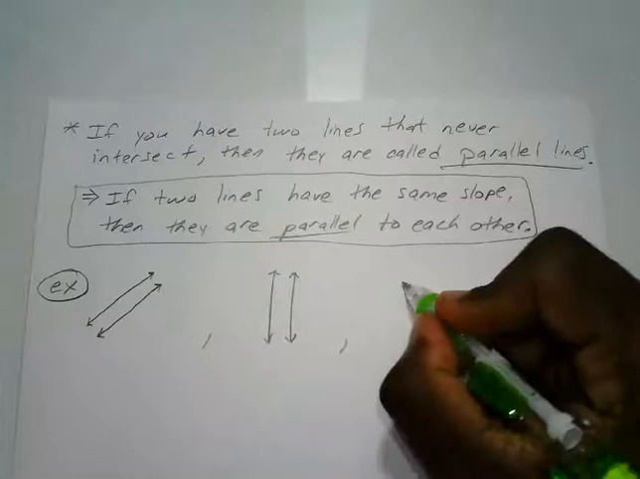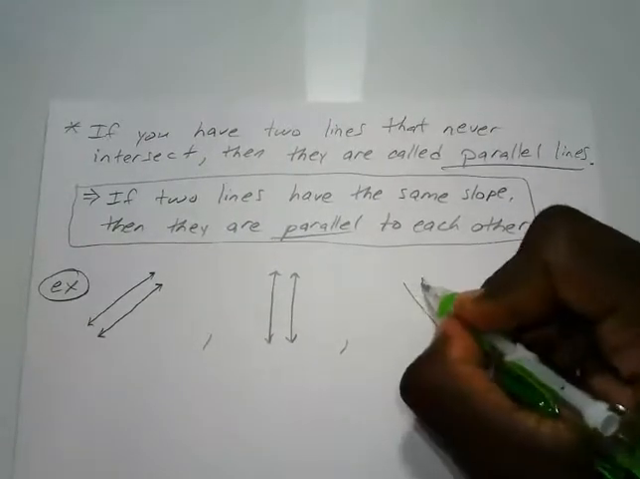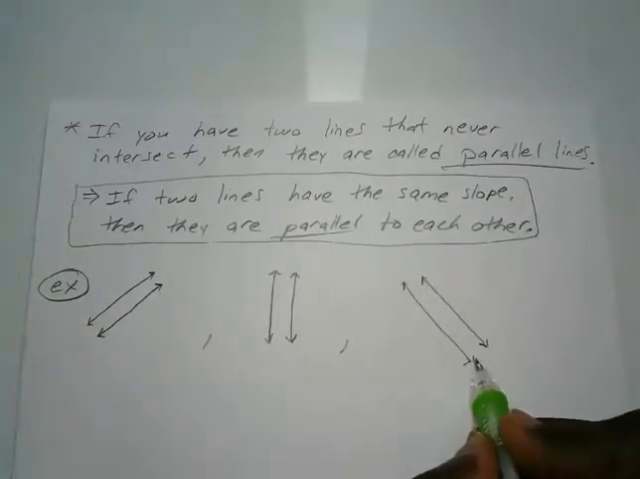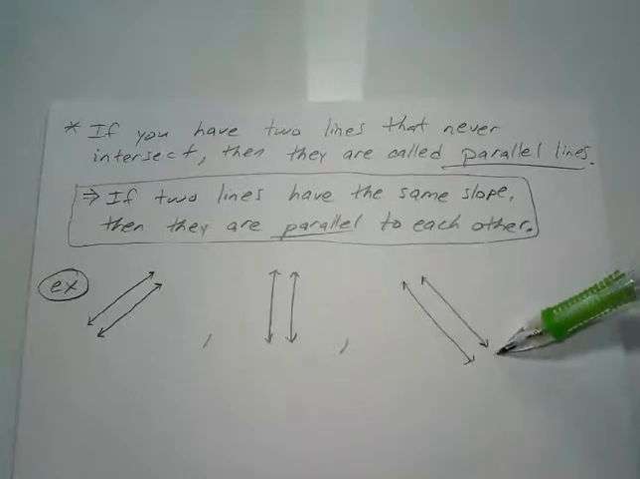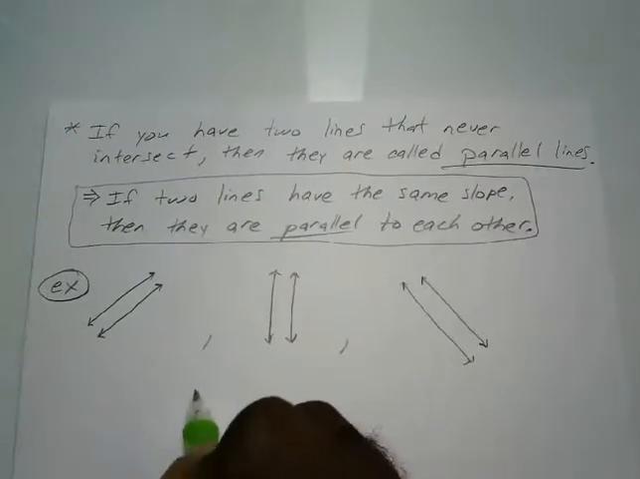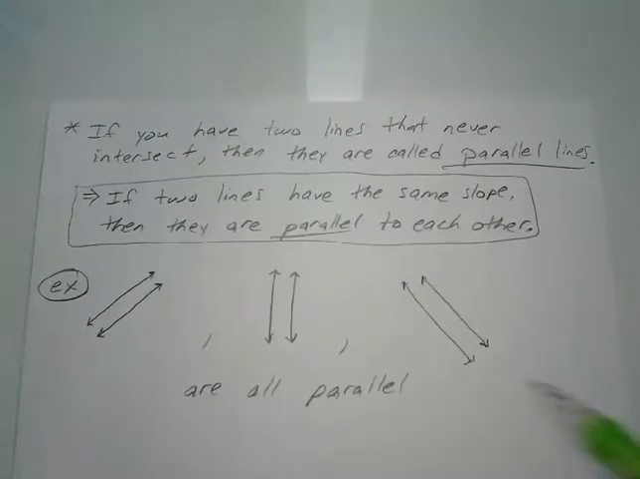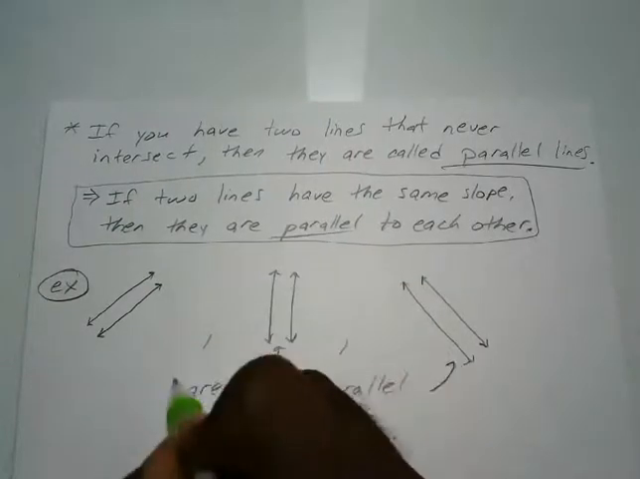Okay, same thing here. Let's say if you have two lines there, no matter which direction they're going, these two lines are parallel to each other. They have the same slope. They're going in the same direction. They're never going to cross each other, no matter how long you make them. This one can go on forever. This one can go on forever. They will never cross each other. Okay, so these are parallel. These two are parallel, and these two are parallel.